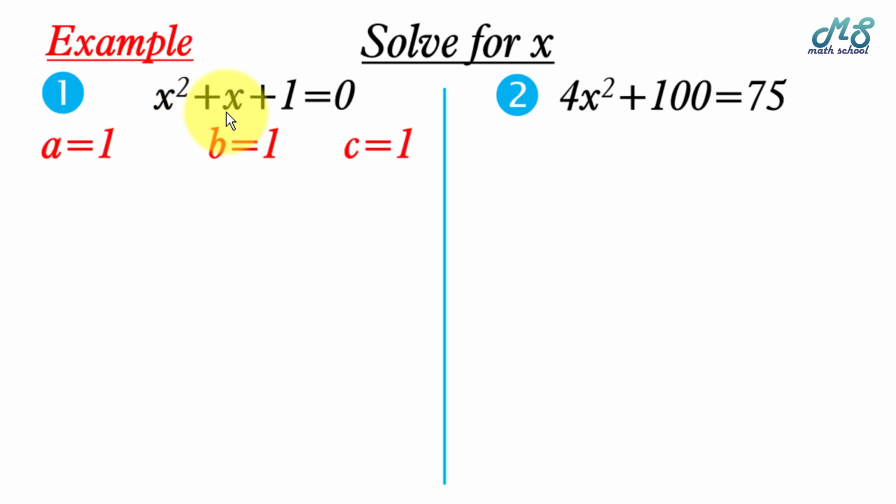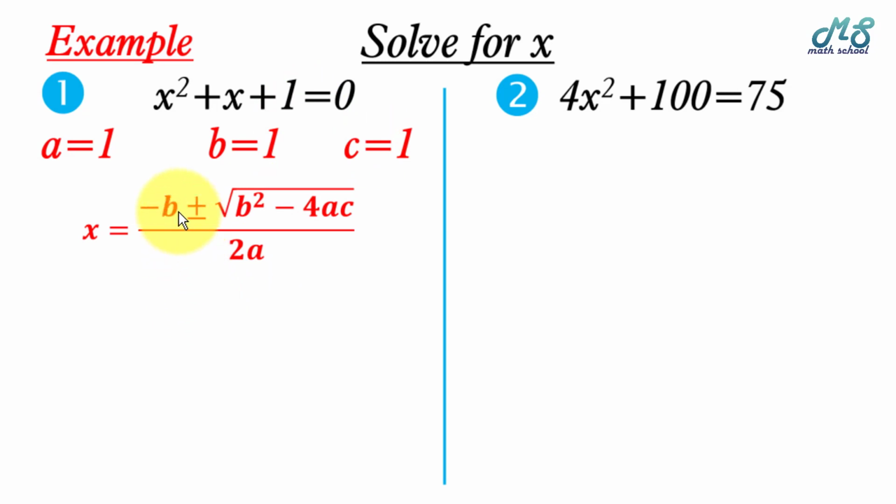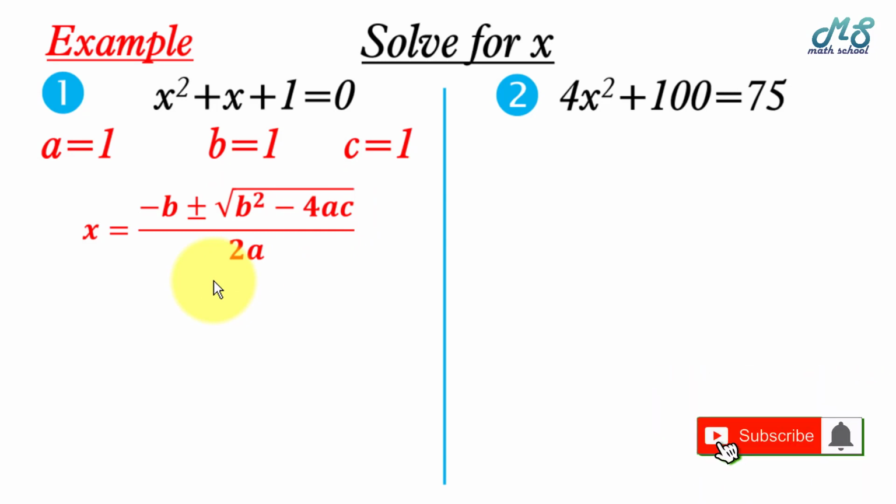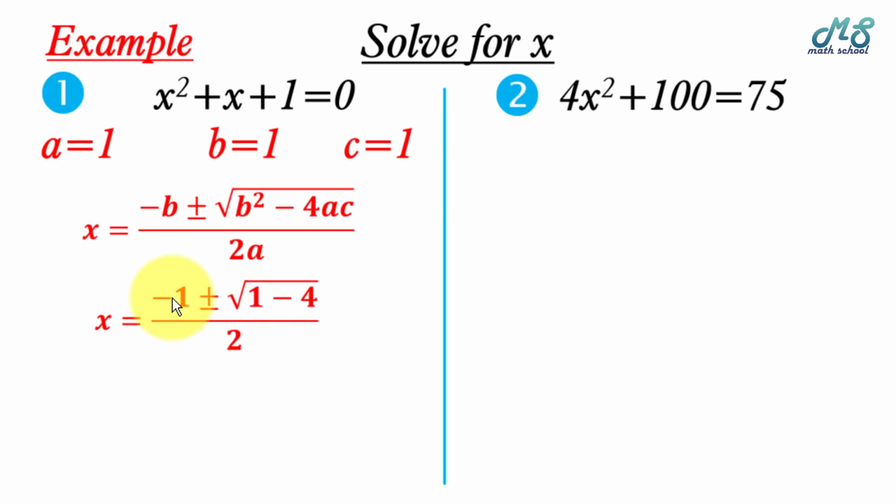B is called the coefficient of x, it will be 1. C is the constant term. The general formula is x equals negative b plus or minus radical b squared minus 4ac over 2a. We studied it before. Now substitute in the relation: x equals negative 1 plus or minus root of b squared, b equals 1, so I write 1, minus 4ac, 4 times 1 times 1, it will be minus 4. Pay attention guys, 1 minus 4 will be negative 3.